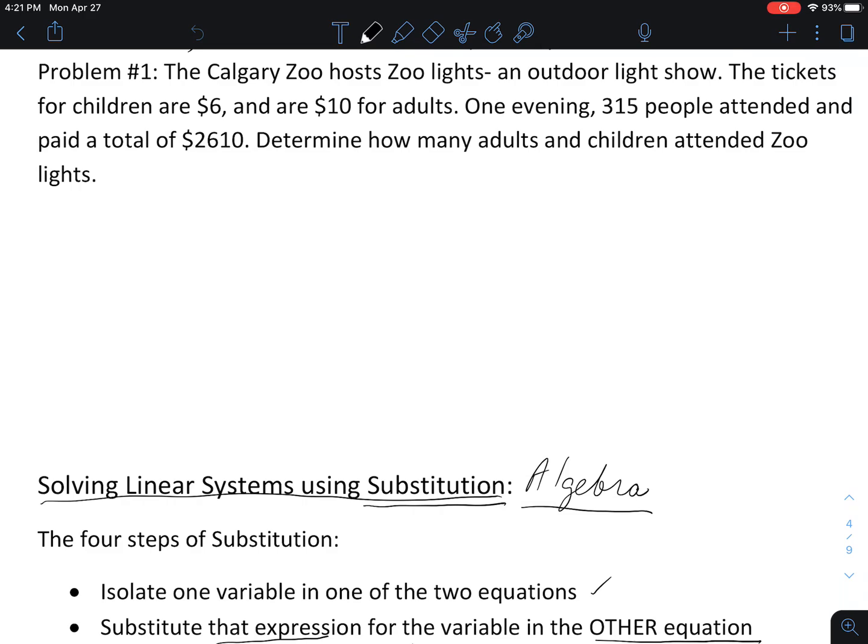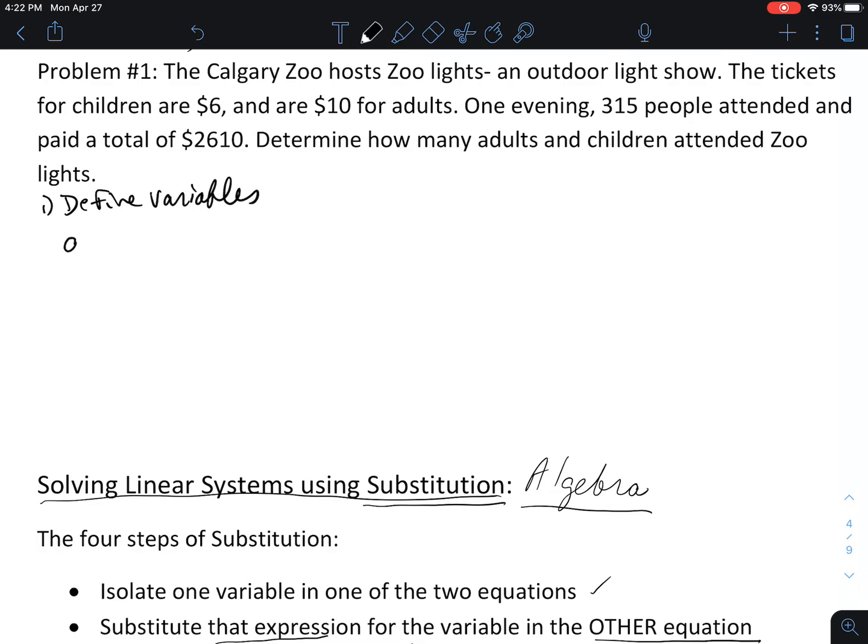Okay, I wanted to look at the word problems now that we've done elimination and substitution strategies. There's a couple of them interspersed throughout the lessons, so we'll just finish those off here. This one is about zoo lights, and it says the tickets for children are $6 and are $10 for adults. One evening, 315 people attended and paid a total of $2,610. Determine how many adults and children attended zoo lights.